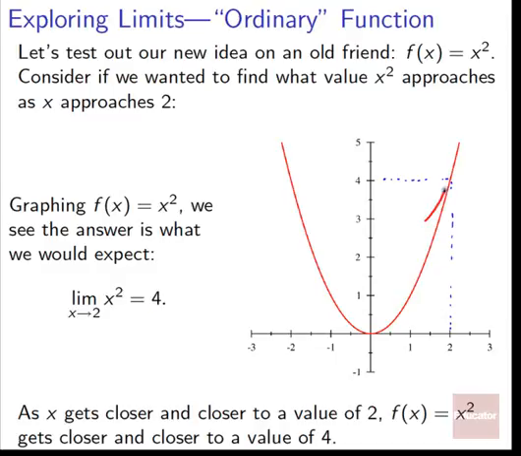As we come in from the left side, we can see that as we get closer and closer to 2, our vertical height gets closer and closer to 4. Similarly, if we come in from the right side, as we get closer and closer to x equals 2 on our horizontal location, we get closer and closer to a vertical location of 4. So we wind up getting 4 as the limit. As x approaches 2, x squared gets really close to 4. It becomes 4 as x approaches infinitely close to 2. So as x gets closer and closer to a value of 2, f of x gets closer and closer to a value of 4. And that's why we wind up getting this limit.